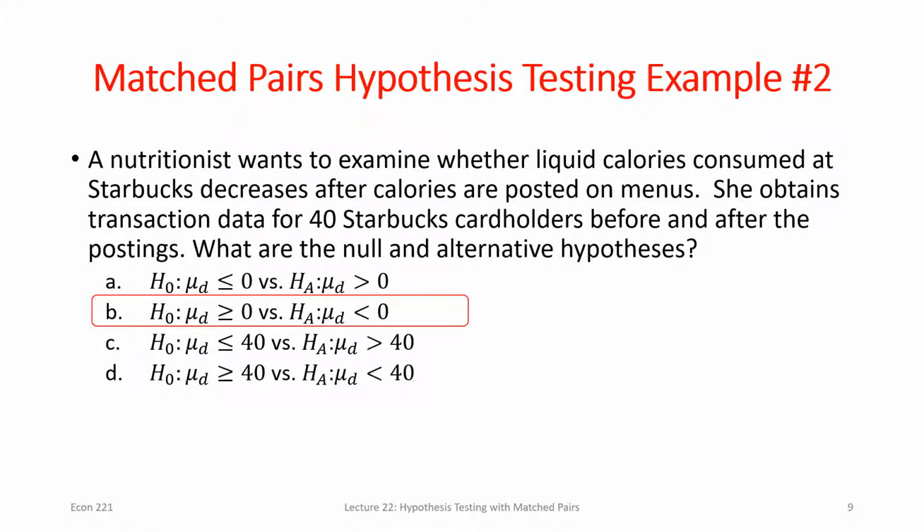So I've got what type of tailed test here? Look at the alternative hypothesis. I have a less than sign, so I've got a less than or a left-tailed test. So right away, what should be true about my critical values?